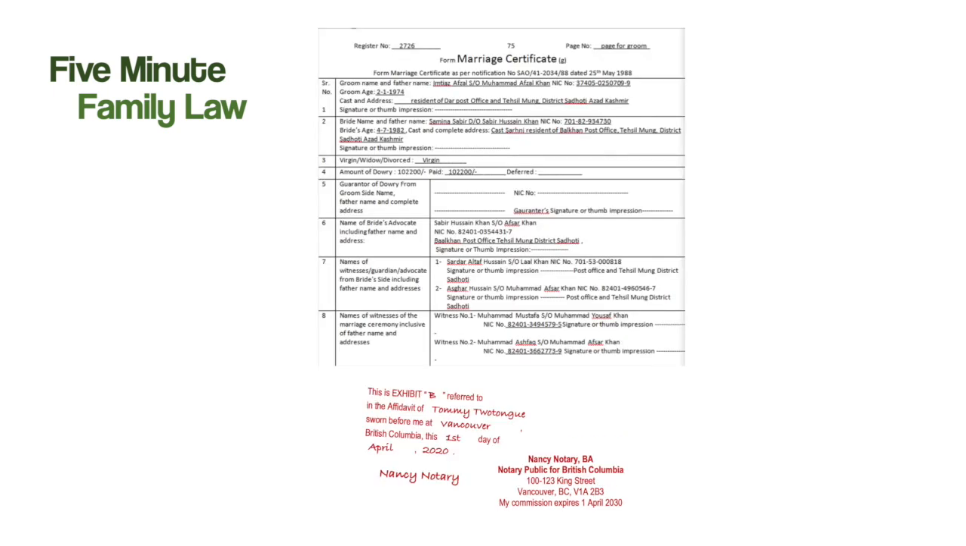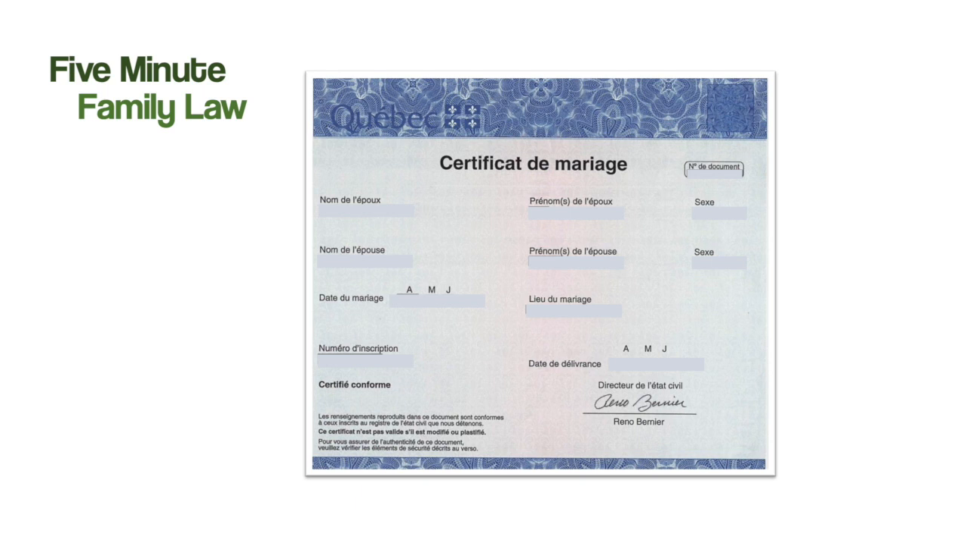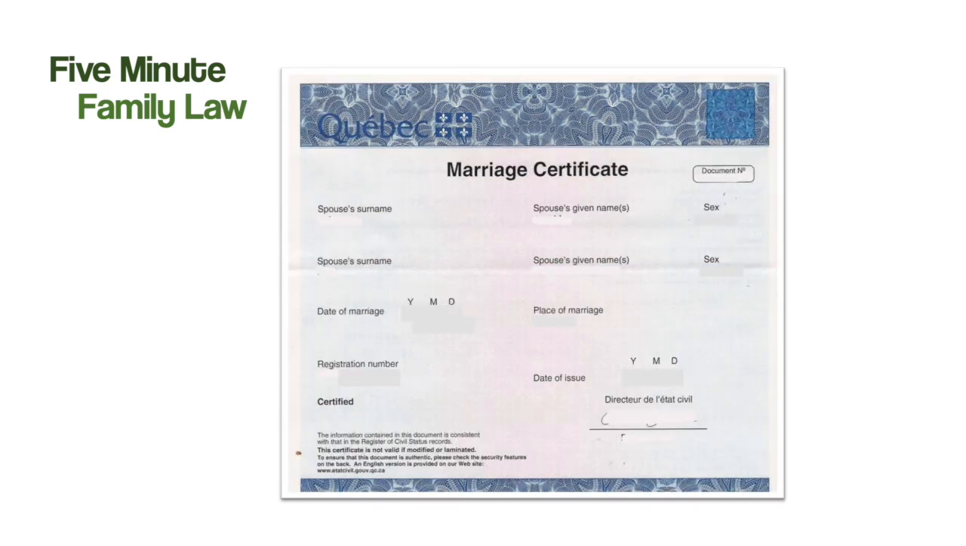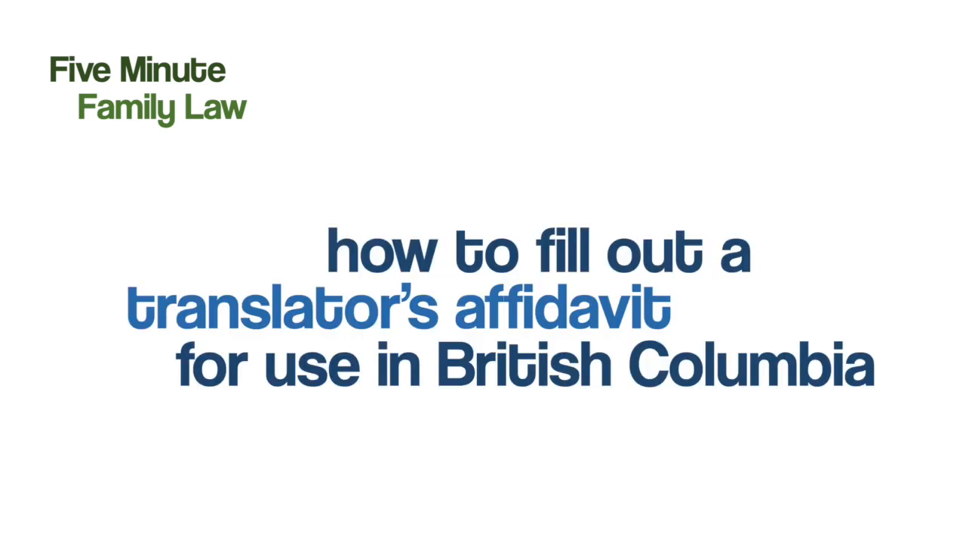And so this is the kind of format that you want because it's going to help the registry staff understand exactly what's been translated so that they and the judge have faith in the accuracy of the translation. In a perfect world, of course, government would supply you with its own translation of your marriage certificate, but since that hardly ever happens, this has been how you fill out a translator's affidavit for use in British Columbia.